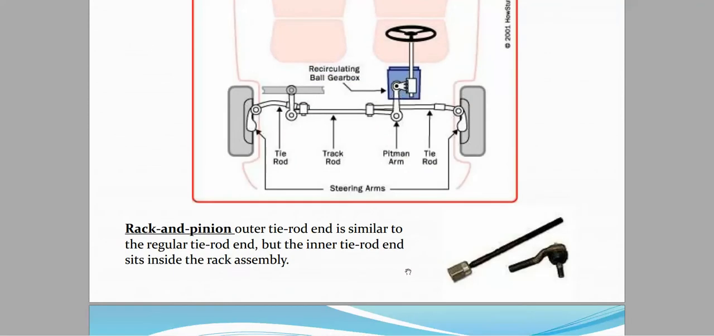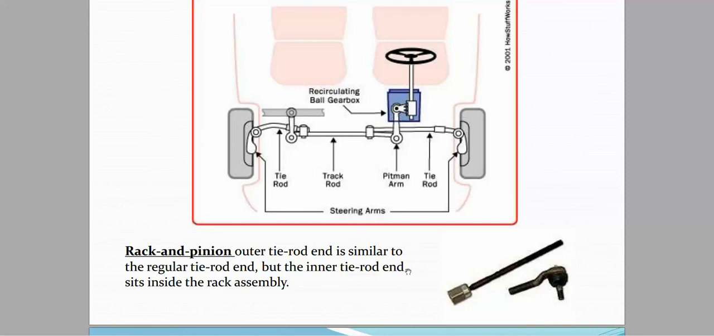Then we have a rack and pinion outer tie rod end, which is similar to the regular tie rod end, but the inner tie rod end sits inside the rack assembly.